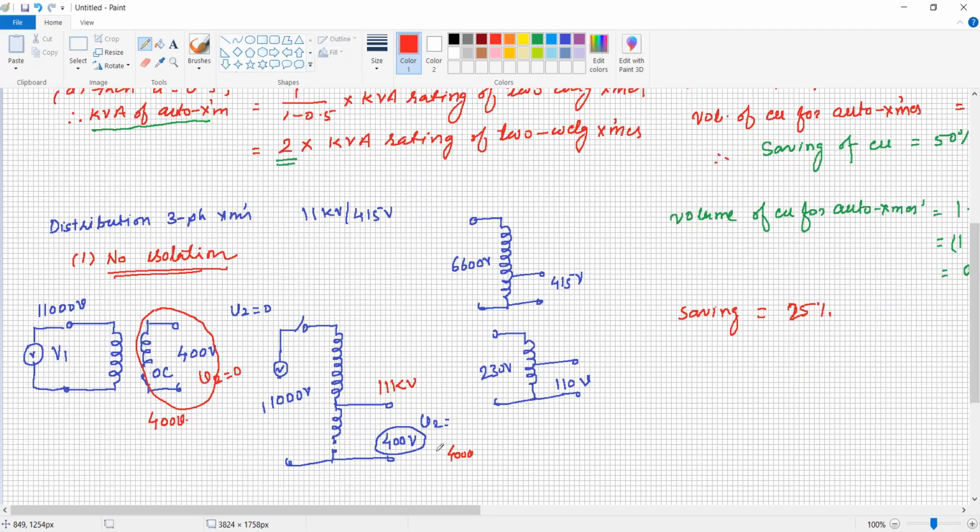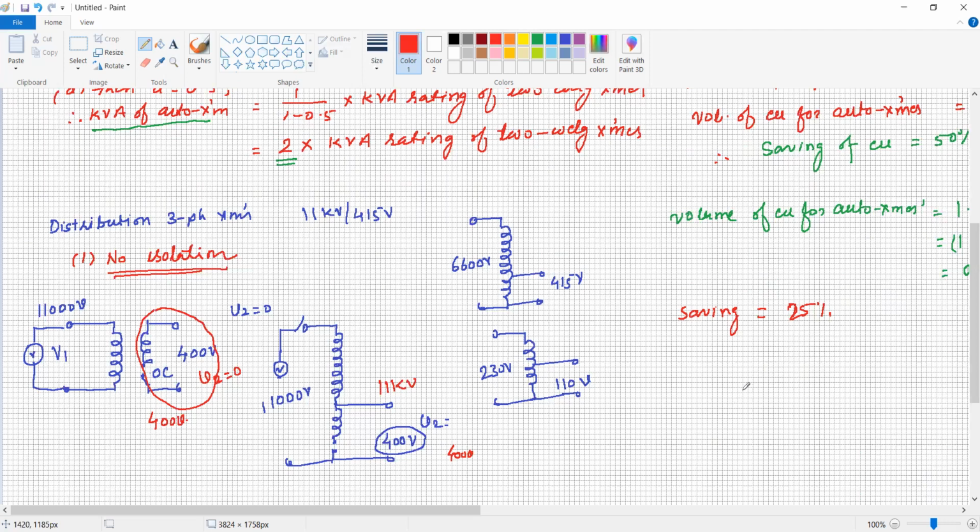And when 11 kV is going to appear, definitely the insulation and the windings, as well as the person who is working on the secondary of the transformer, face loss of property and loss of life. So this is the main reason for this disadvantage. This is the limitation. That's why we are not using auto transformer in the distribution network or in such applications.